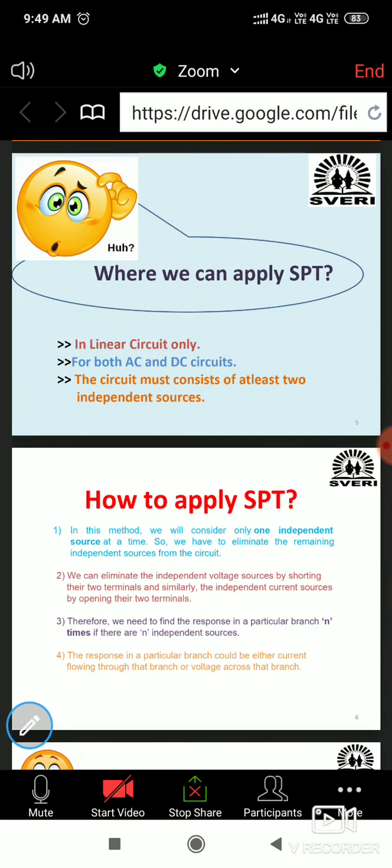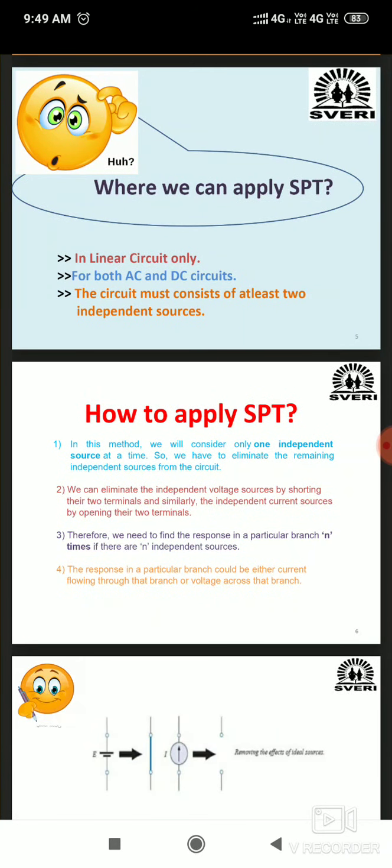Now next one, where we can apply the superposition theorem. Okay, now the second point we are discussing in the agenda. Now the second point will be, whether there will be a condition, yes, there are some conditions. So in the statement only I have given, in linear circuits only, the superposition theorem we can apply for linear circuits only, which consist of inductors, resistors, capacitors. Next, it can be applied for both AC and DC circuits. It doesn't matter whether the circuit consists of AC sources or DC sources. Do you understand? AC sources means sinusoidal sources.